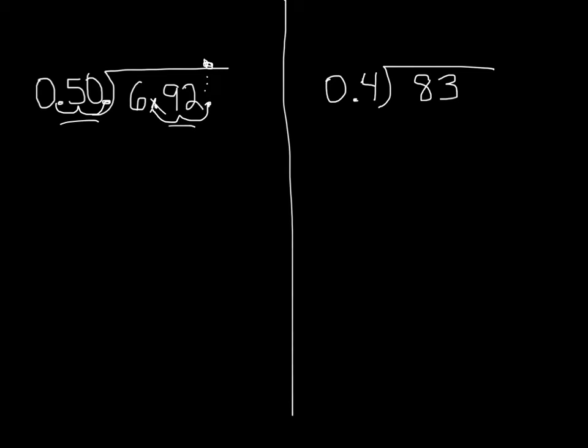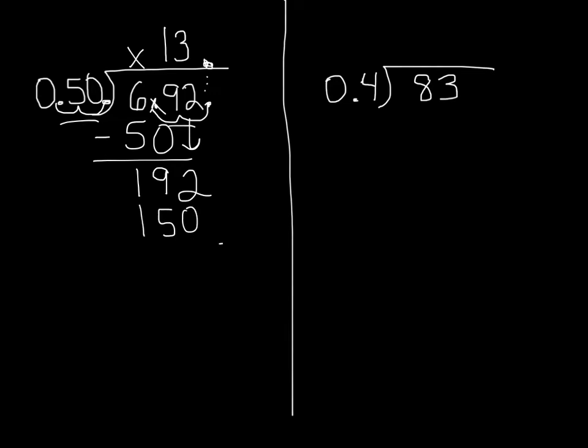So 50 doesn't divide into 6, but it goes into 69 once. 1 times 50 is 50. 69 minus 50 is 19. These are all the steps we've been following all along. And now I need to bring down the 2. 50 divides into 192 3 times. And 3 times 50, I can count by 50s, 50, 100, 150, 3 50s makes 150. Now I subtract. There we go. And my next step is to bring down.